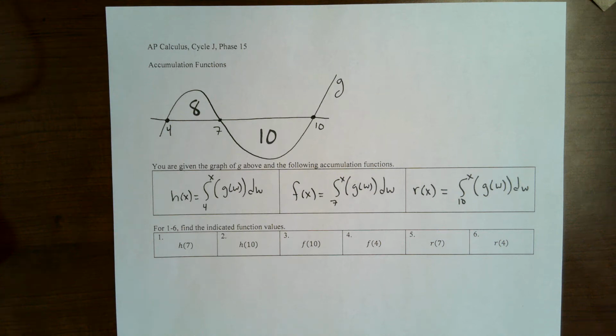Okay, guys, so here's 15, J15. All right, so more accumulation functions. You are given the graph of G above and the following accumulation functions, and the 8 and 10 stand for the areas. Find the indicated function values.